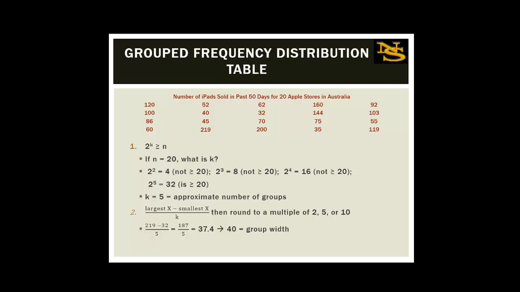So if we look at the largest minus the smallest value in our data set, the largest being 219, smallest being 32, 219 minus 32 is 187. Take that, divide it by k, we get 37.4, which is an ugly number. We don't like that number. Nobody's trying to count by 37.4. So let's round it to the multiple of 10, which is 40. That's going to be our group width.